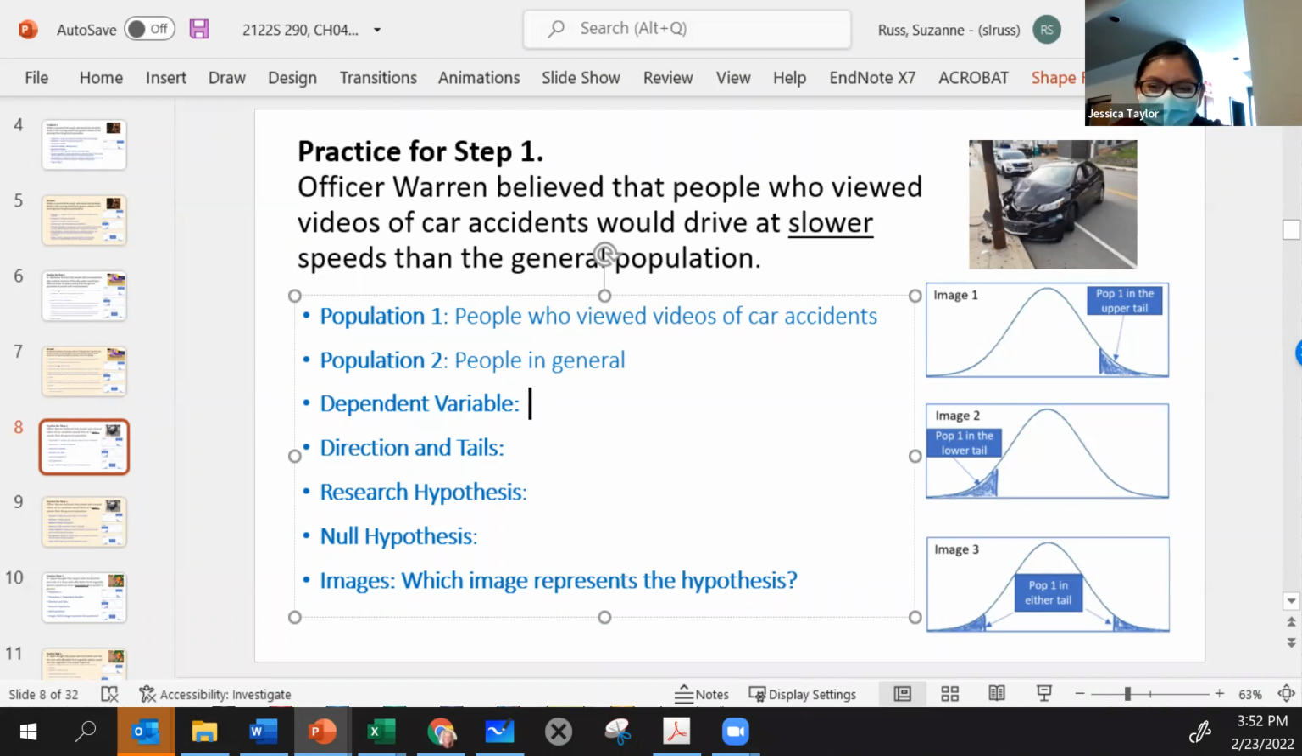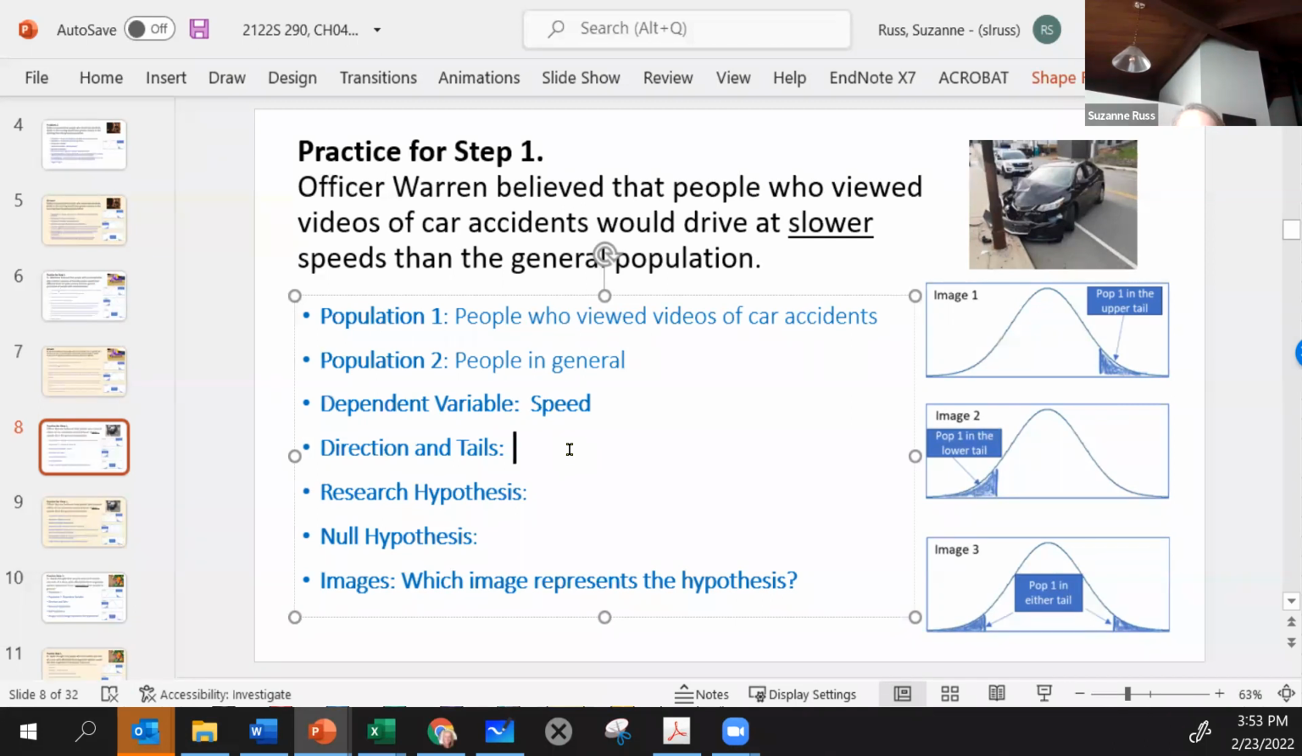Okay, I misplaced my paper. We came up with to measure the speed. Speed, very good. The direction, are we looking for scores that are higher, lower, or just different from the general population? Doris, do you know this one? It's lower. So we're looking for a score in just one tail. So this will be a one-tailed test and it'll be low.